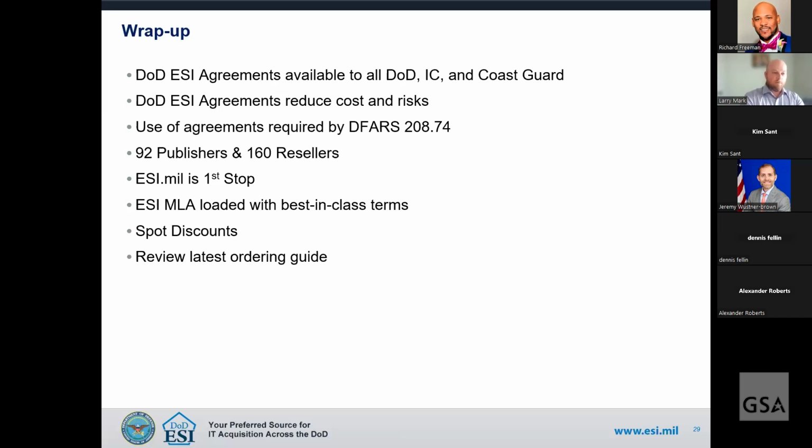Our master license agreements are loaded with best-in-class terms. I only went over a few of those today, but we do have a lot. We spend a lot of time negotiating those with the publishers, and they are sought after by other agencies negotiating their own enterprise agreements. Always ask for those spot discounts and always go back to ask for more discounts. And then, as I said several times already, make sure you are reviewing the latest ordering guides as well. Make sure you have the latest information.